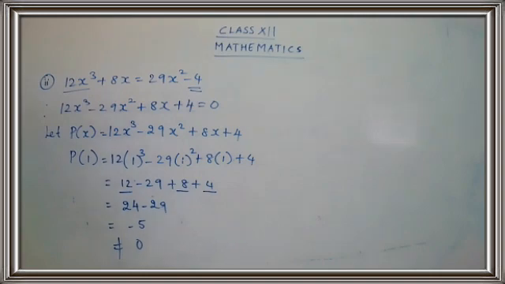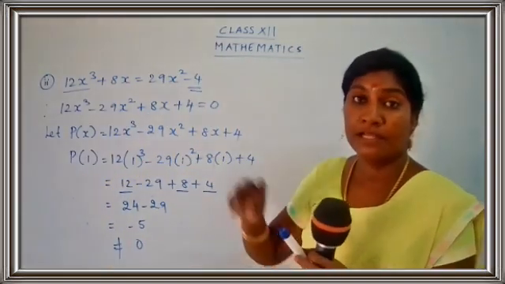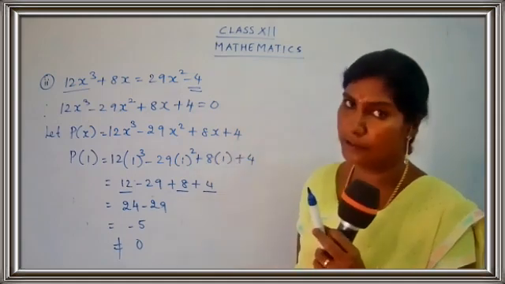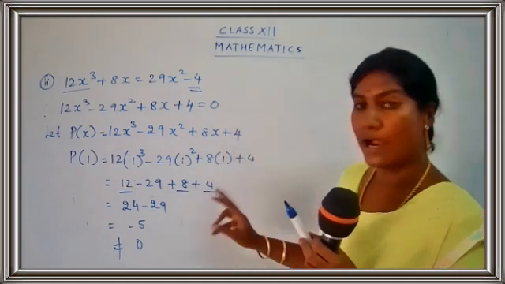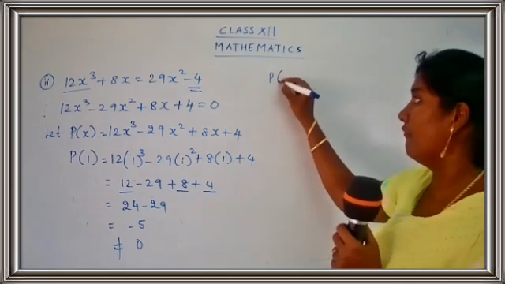So we have found the first one. We tried for P of 1, and I got a value minus 5 which is not equal to 0. So I have to go for one more value. Let me try for minus 1. Or you can use those methods I have told you to check: add all the coefficients, or take the even powers and the odd powers. You can check by that method also, for 1 and minus 1. Okay children? Now, let me go for P of minus 1.